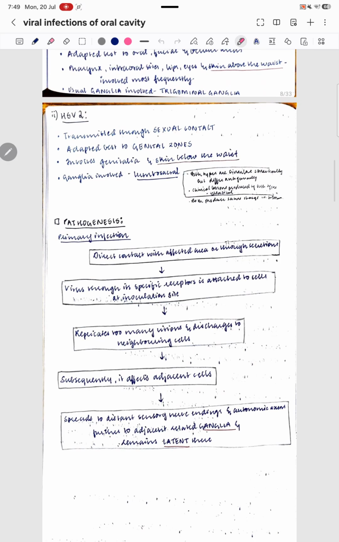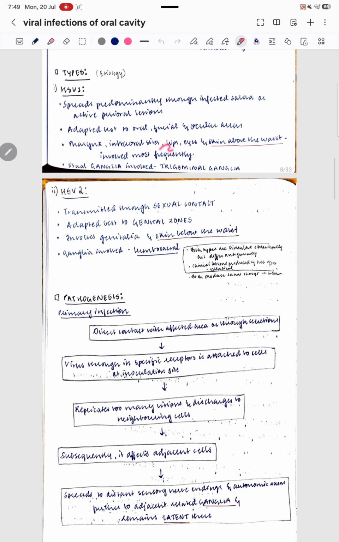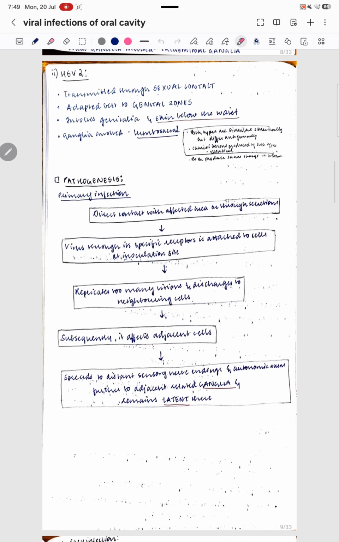Coming to HSV2, HSV2 is transmitted through sexual contact, adapted best in genital zones. Now this is your oral zone, lips, saliva and facial structures like eyes and the skin above the waist. And coming to HSV2, which is spread through sexual contact and genital zones, it is seen in the skin below the waist.